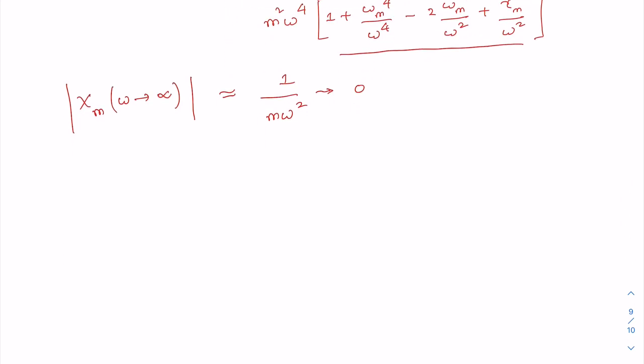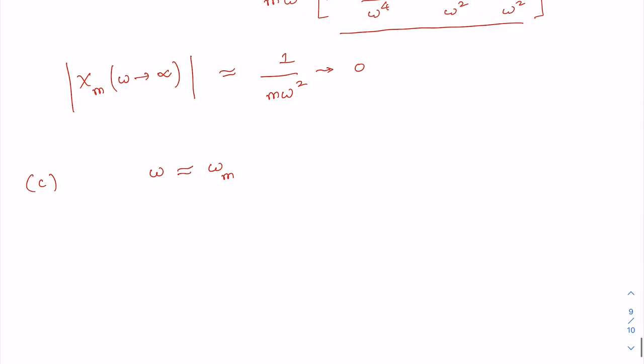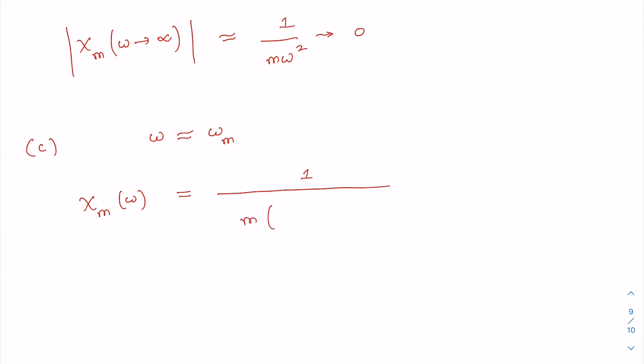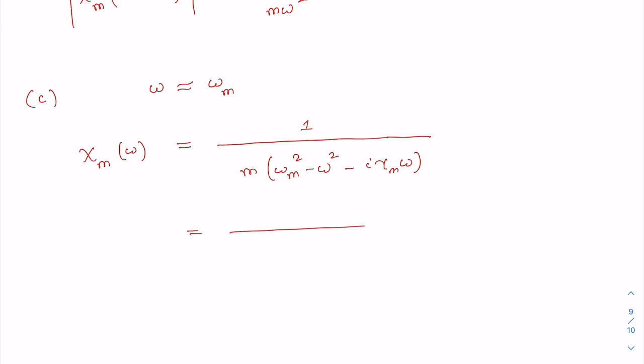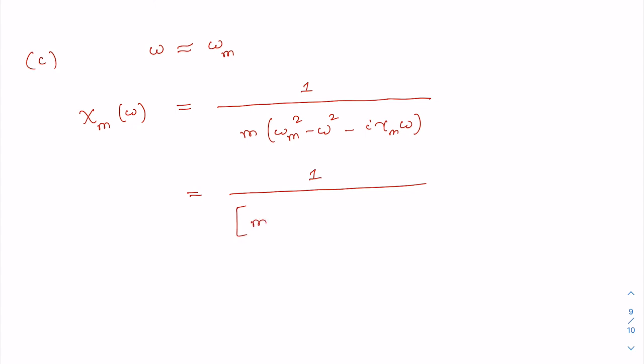Now let us do the last part of the problem. In the last part, we are asked how the response function behaves at the resonance, that is omega is nearly equal to, say, omega m. Then this susceptibility expression chi m of omega, let me write it once again, this is 1 divided by m into omega m square minus omega square minus i gamma m omega. This I can write as 1 divided by m into omega m minus omega into omega m plus omega, minus i gamma m omega. Right, so this is what I have.